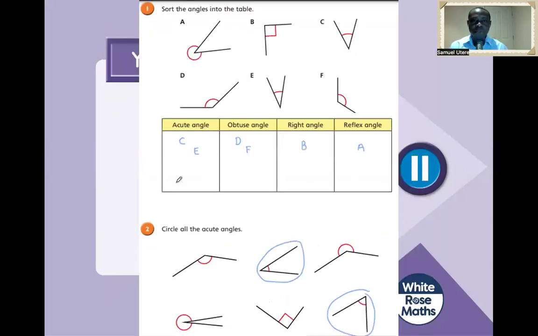So if you sort these, you would see that these are the angles. Okay? All right. And then you're asked to circle all the acute angles. And these are the acute angles. You can see they're less than 90 degrees.